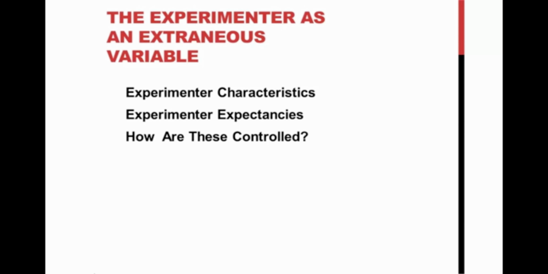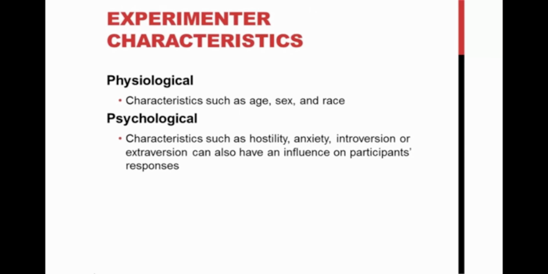Experimenter expectancy effect is where characteristics of the actual experimenter themselves influence the results of the study. In particular, sometimes the experimenter who's conducting the study may have a physiological characteristic, such as their age, their gender, their race, or a psychological characteristic in terms of the way they treat participants, like hostility, anxiety, introversion, that can actually influence our participants' responses. This, of course, could be a confounding variable for your research.